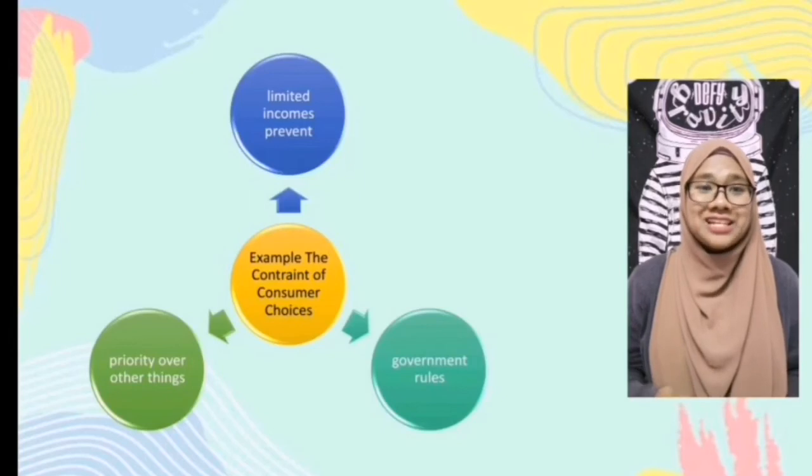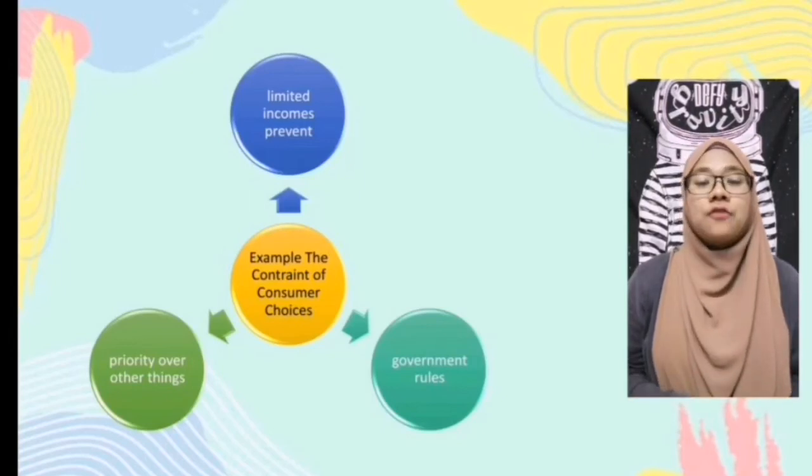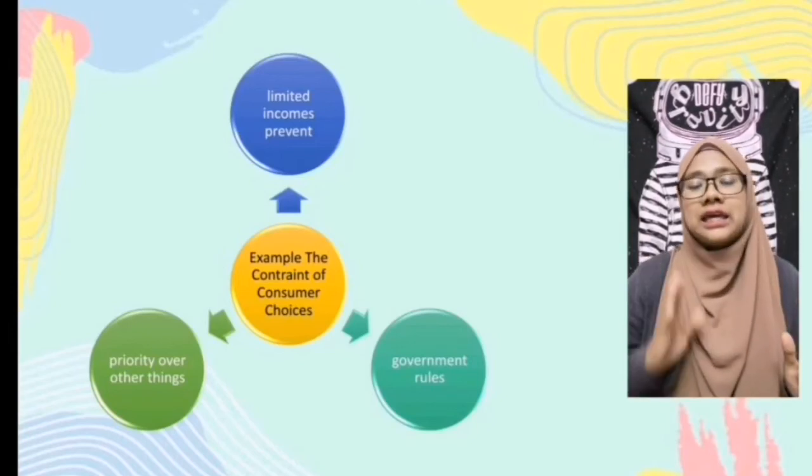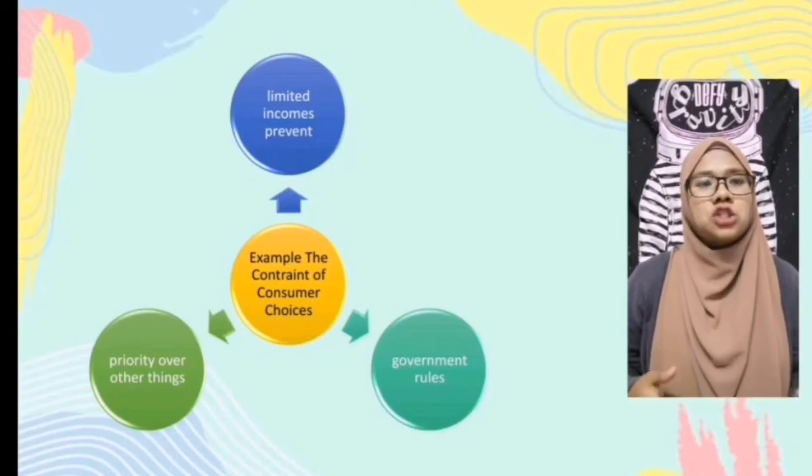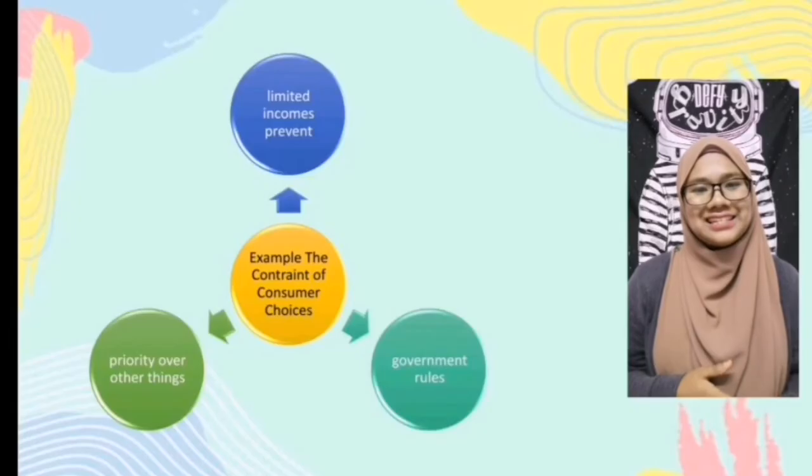And next, priority over other things. For example, Ali likes to buy clothes. However, when he buys too many clothes, he cannot afford to buy food. So Ali needs to balance where his needs should be given priority.